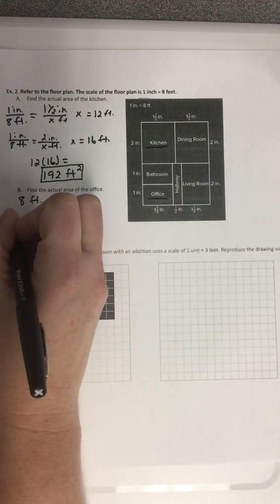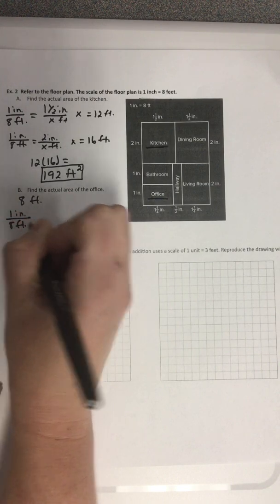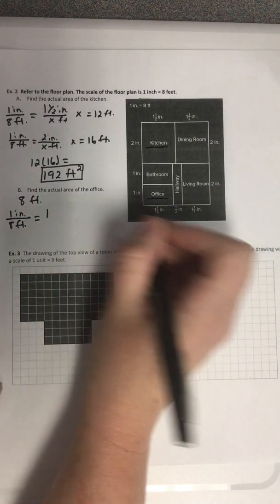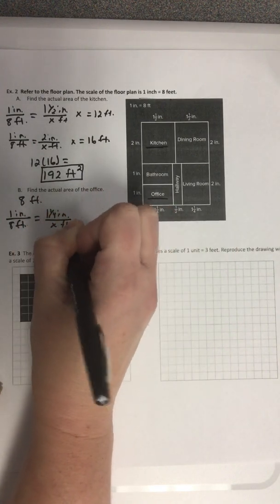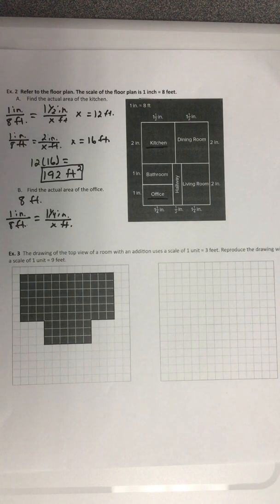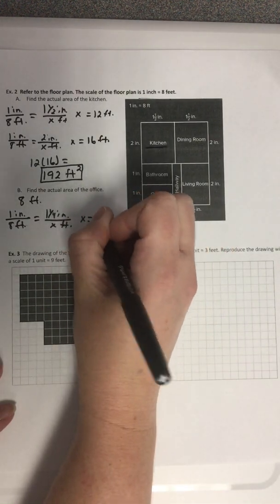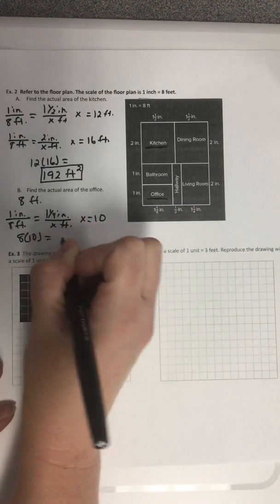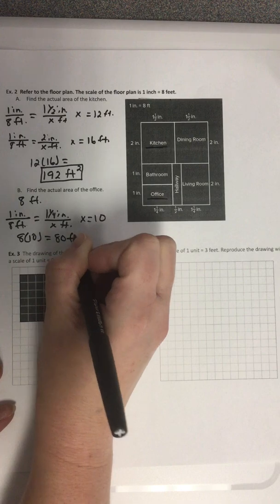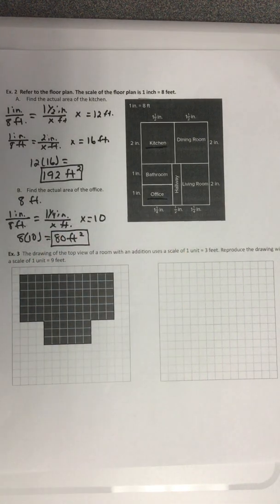The other one was 1 1/4, so I'll do a proportion on that. So every 1 inch is 8 feet, and then it's 1 1/4 inches is the other measurement. So I'm going to be taking 1 1/4 times 8 divided by 1. When I do that, I'm going to get 10. So that measurement is 10. So I take the 8 times the 10, and I'll get my area. So it's 80 feet squared is the actual area of that office.